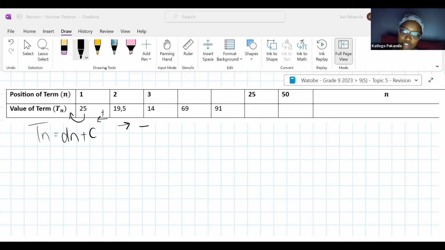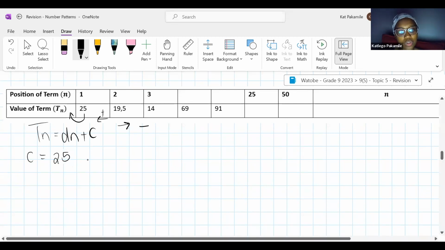Oh, then it changes to 46. We are done. Mamelo, do you see what I meant? Yes, ma'am. So what did you get for your C value? Ma'am, I still got 30,5. Then that's correct, my darling.